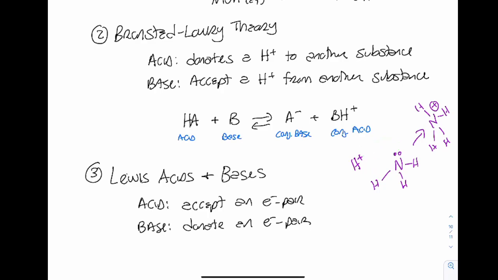So if we want to think about this from the Lewis standpoint, this is my base. It is accepting a proton, but it's also donating those electrons, right? It's giving them to that hydrogen ion so it can form this new bond. And then this proton is accepting electrons. It's taking these electrons from ammonia. It is a proton. It doesn't necessarily have to be. It just has to have the ability to accept protons.